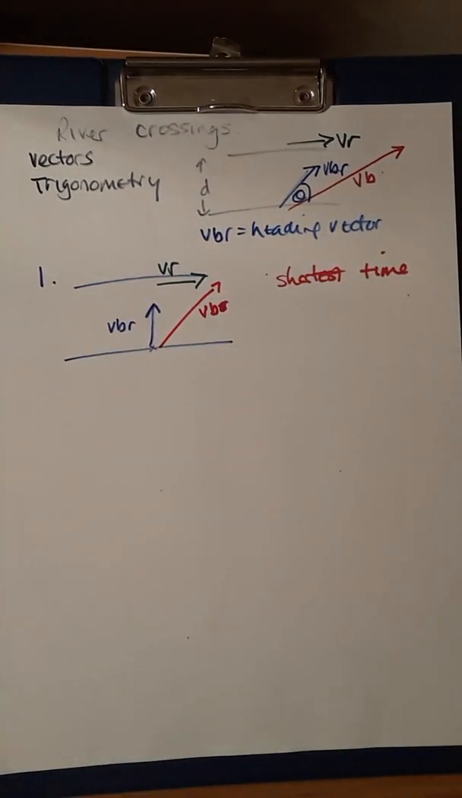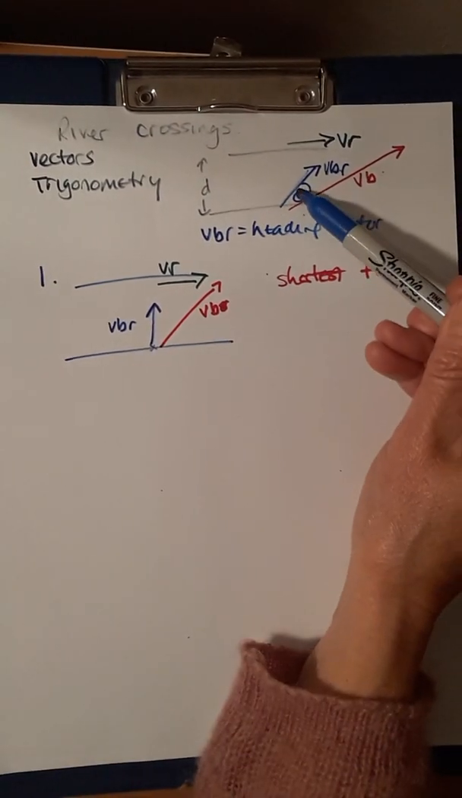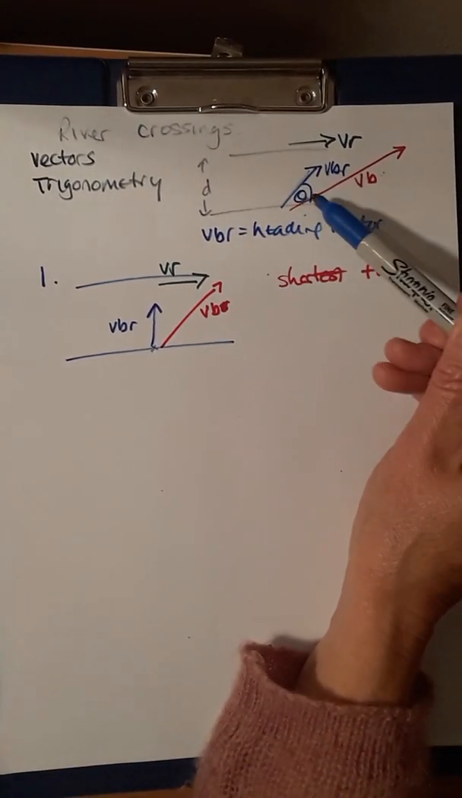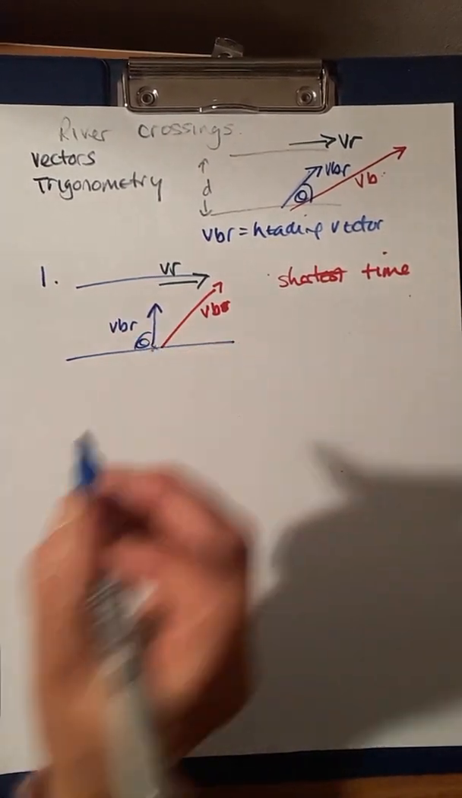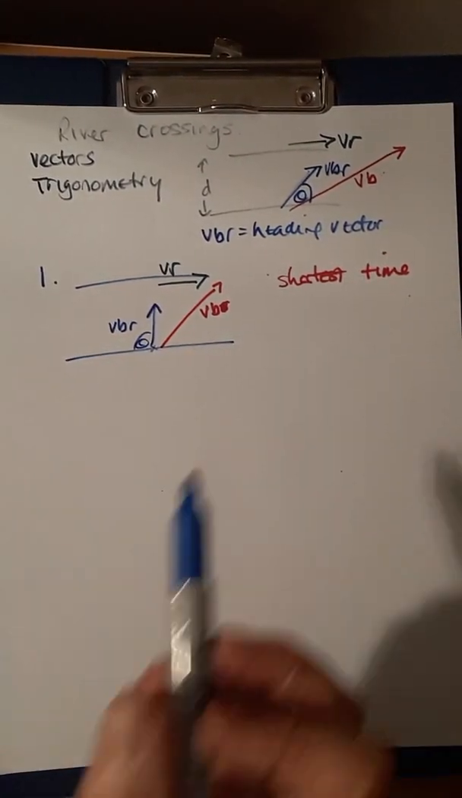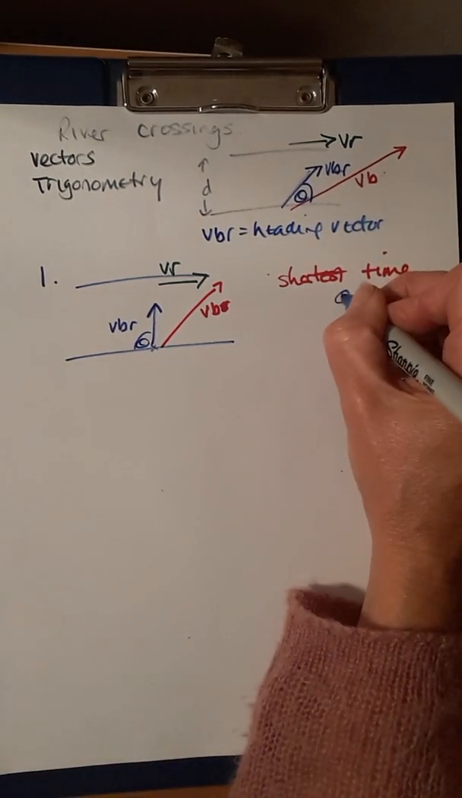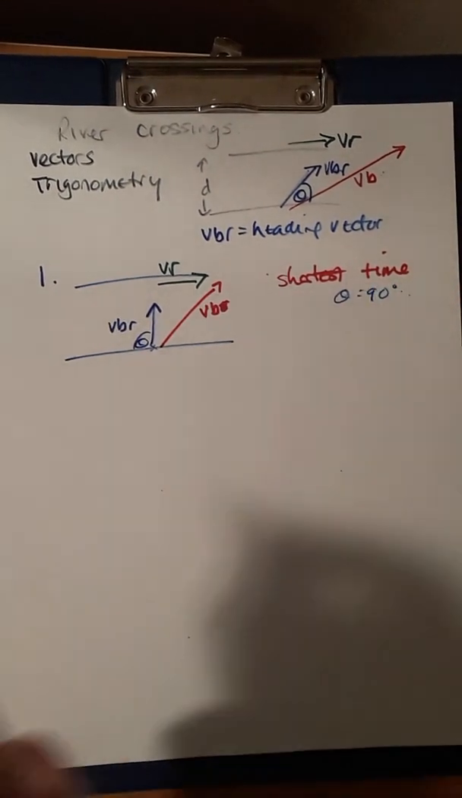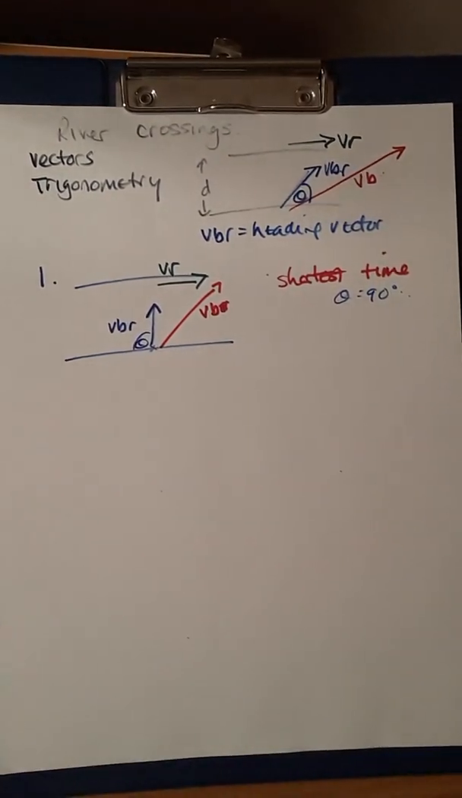Now, important thing to consider. This is my relative velocity. Remember, the relative velocity is the heading vector and it makes an angle with the river. So this is my angle here, theta. And of course you can see here, if it's the shortest possible time, then theta is going to be 90 degrees. So this crossing vector is only made up of one component, and that's the j component. There's no i component.